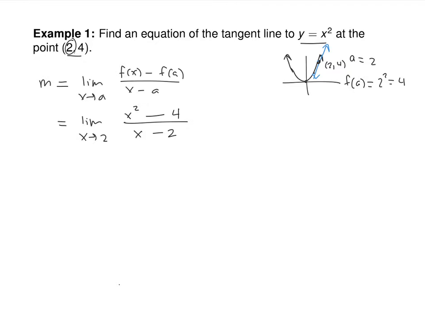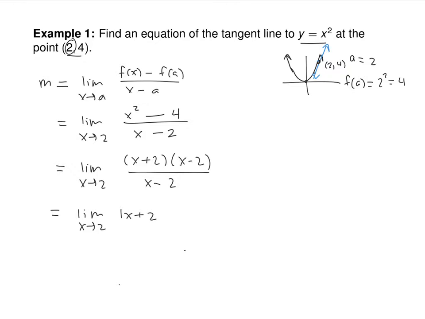So how do you start this one? Factor, factors into x plus 2, x minus 2 over x minus 2. So that's the limit as x goes to 2 of x plus 2. So what's that going to be? 4. So the slope is 4. M equals 4.